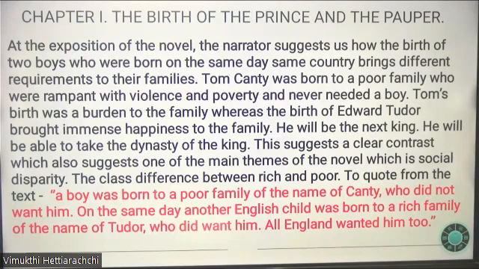This suggests a clear contrast, which also suggests one of the main themes of the novel, which is social disparity. The class difference between rich and poor. This is the first theme that we are going to discuss in this novel. So you have to highlight the quotation. A boy was born to a poor family of the name of Canty, who did not want him. On the same day, another English child was born to a rich family of the name of Tudor, who did want him. All England wanted him too. So from this quotation, we can highlight one of the major themes of this novel, that is social disparity based on financial conditions.